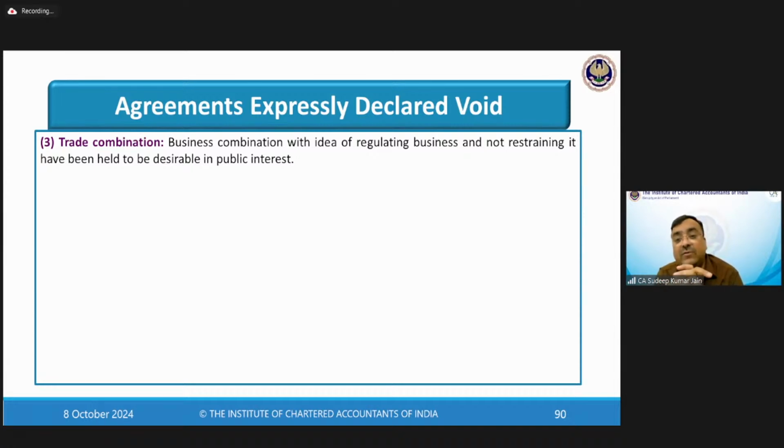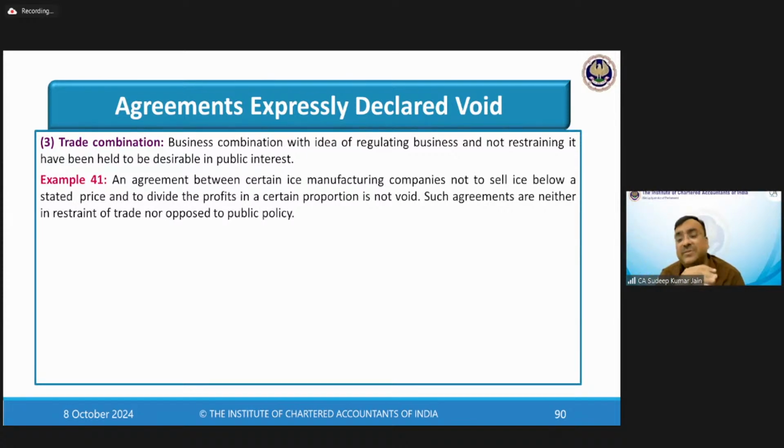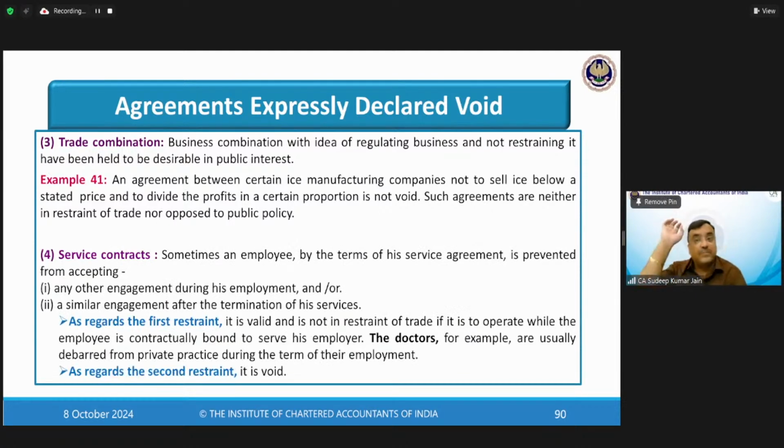Business combination with the idea of regulating business and not restraining it have been held to be desirable in public interest. If regulations are made for the benefit of the public, they are welcome. See the example. An agreement between certain ice manufacturing companies not to sell ice below a stated price and to divide the profit in a certain proportion is not void. It means ice manufacturing companies have made a union and decided a minimum price to maintain the quality. It is perfectly valid. Such agreements are neither in restraint of trade nor opposed to public policy, because the motive of maintaining the minimum price is to maintain the quality.